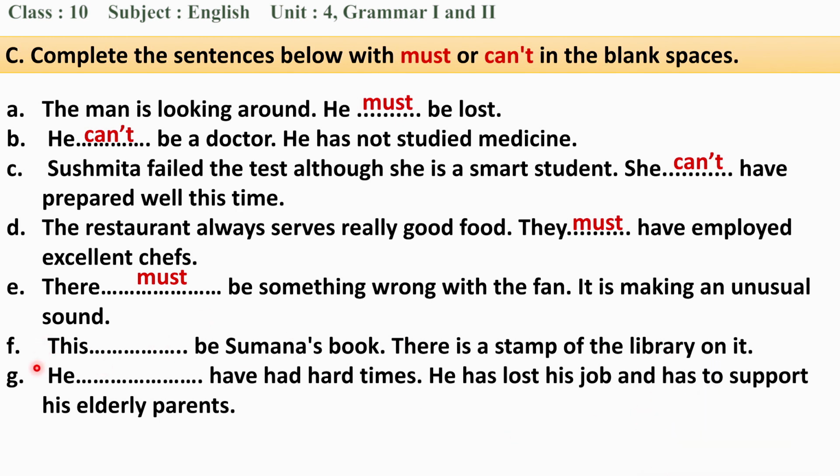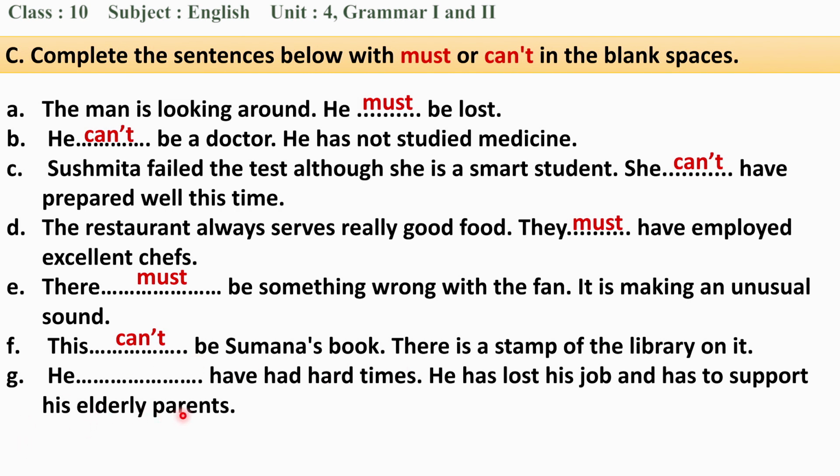Okay. Next, F. This dot dot dot be Sumana's book. Must be or can't be. Why? Yes, there is a stamp of the library on it. So, can't be Sumana's book. Okay. If it is Sumana's book, then there won't be a stamp of the library.